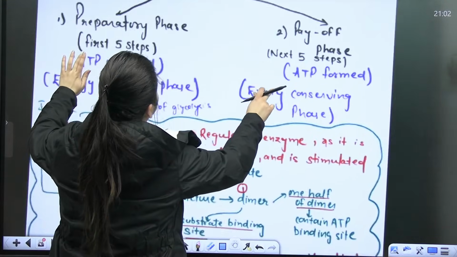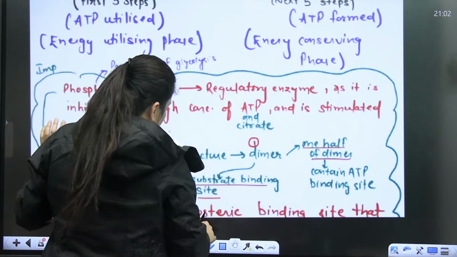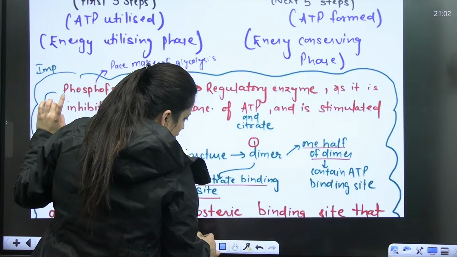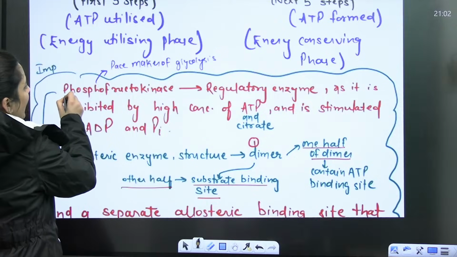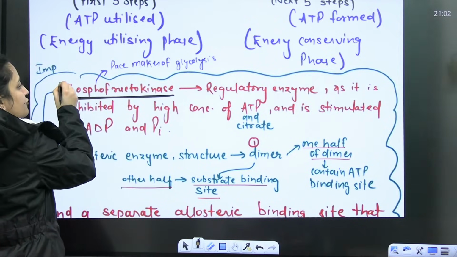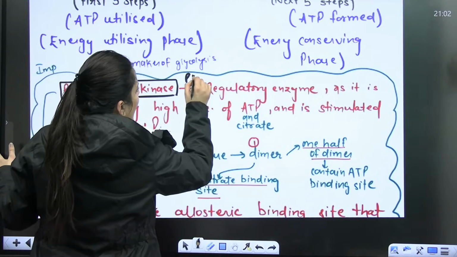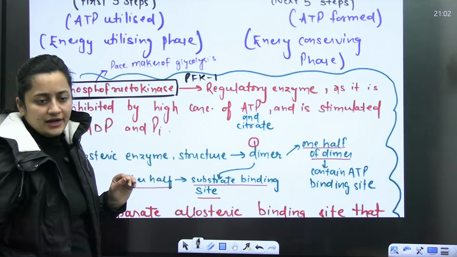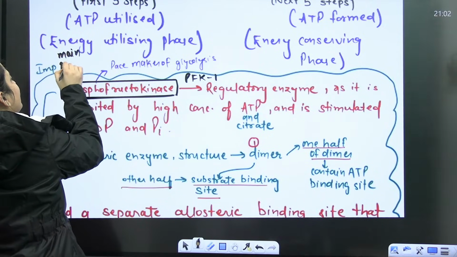So see this, as I said, there is a preparatory and a payoff phase, with 5 steps each. In the preparatory phase, ATP will be used. In the payoff phase, ATP will be formed, right? So, why I just said that it is phosphofructokinase, which you can also write as PFK1. It is basically the main regulatory enzyme.